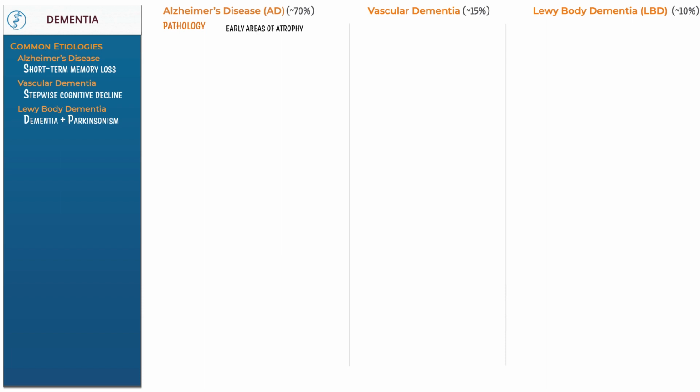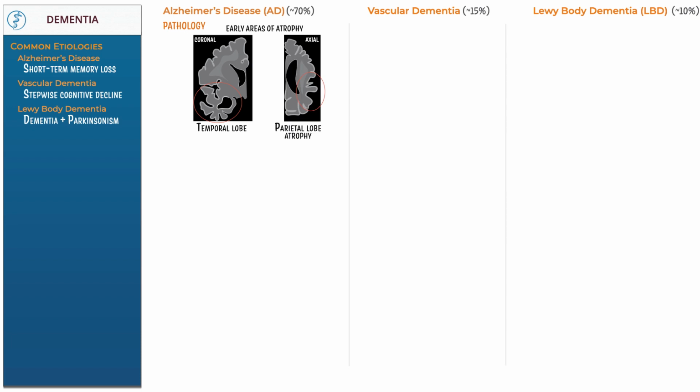Draw a coronal MRI section and illustrate that there's prominent temporal lobe atrophy. Then draw an axial MRI section and illustrate prominent parietal lobe atrophy. Generally, the temporal and parietal lobes are affected early on in the disease.